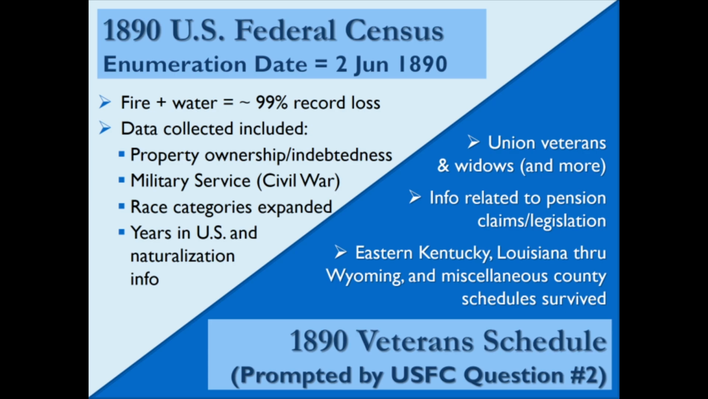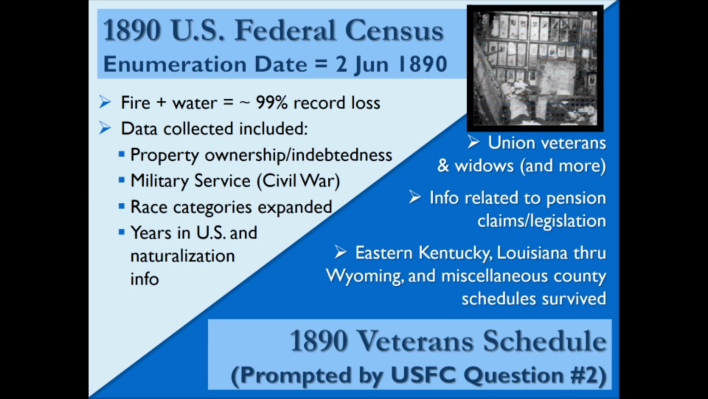Then in 1921, the Commerce Department building, where the census records were housed at the time, had a fire that destroyed all but about 1% of the data collected. In response, Congress created the National Archives and Records Administration to house the censuses, which opened in 1934.